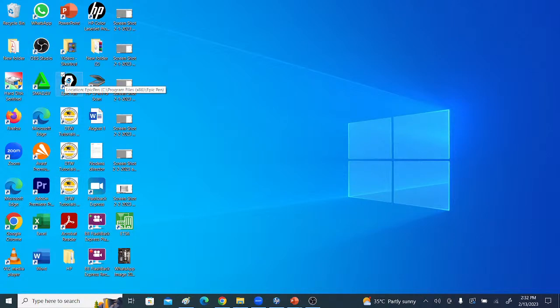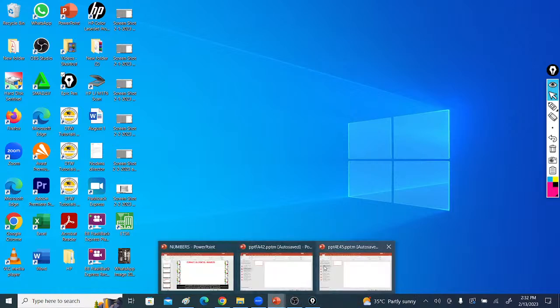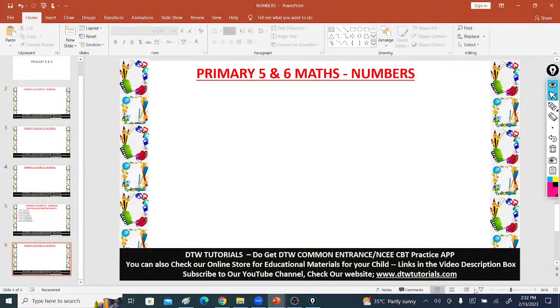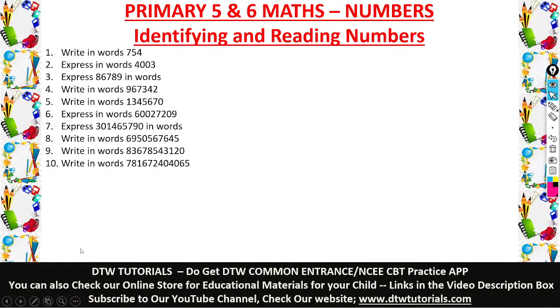So we're going to be looking at identifying and reading numbers. That's what we're going to be looking at today. In your common entrance exam or school exam, you can be asked how to write numbers in words.